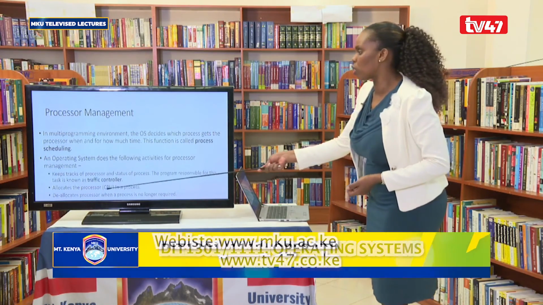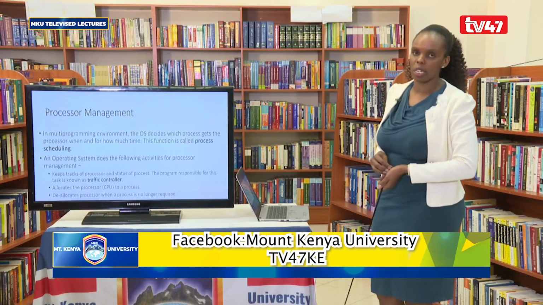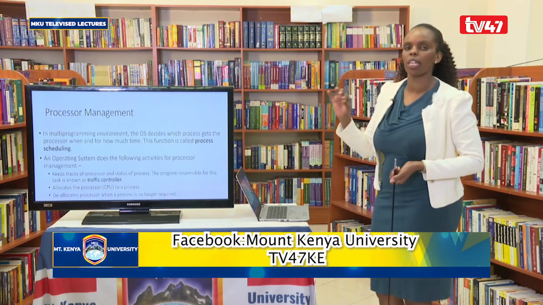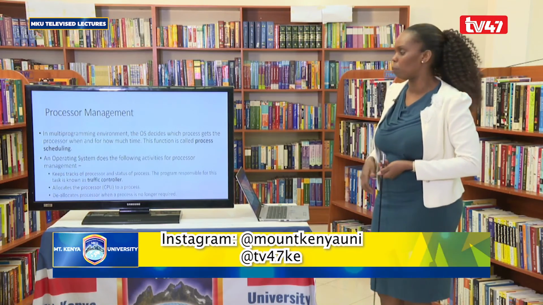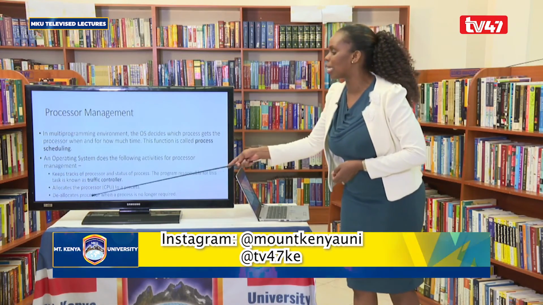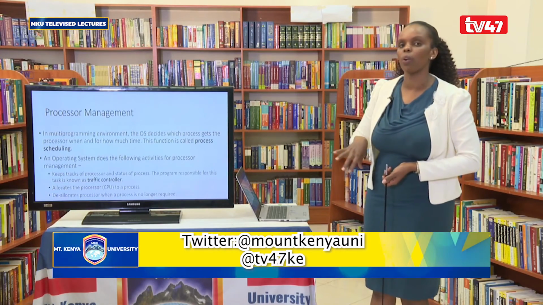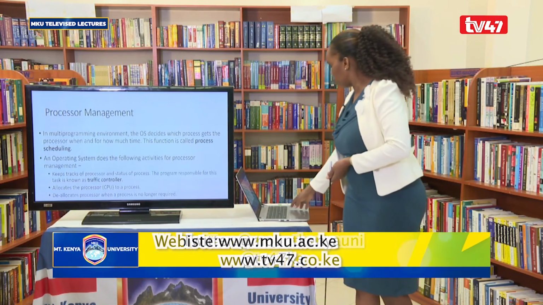Then the next one is that it allocates the processor, that is the CPU, to a process. Processes could be many, so it's upon the OS to decide what process accesses the CPU at a certain point in time. Then it deallocates the processor when a process is no longer required. So once a process is complete, it removes it from the processor.